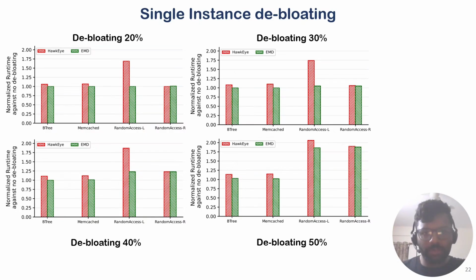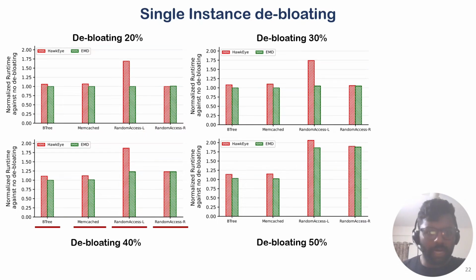The graph shows the performance impact of Hawkeye, which is in orange, and EMD, which is in green, across 4 workloads: B-tree, Memcached, random access L, and random access R at various debloating levels. We are comparing Hawkeye and EMD against no debloating scenario.